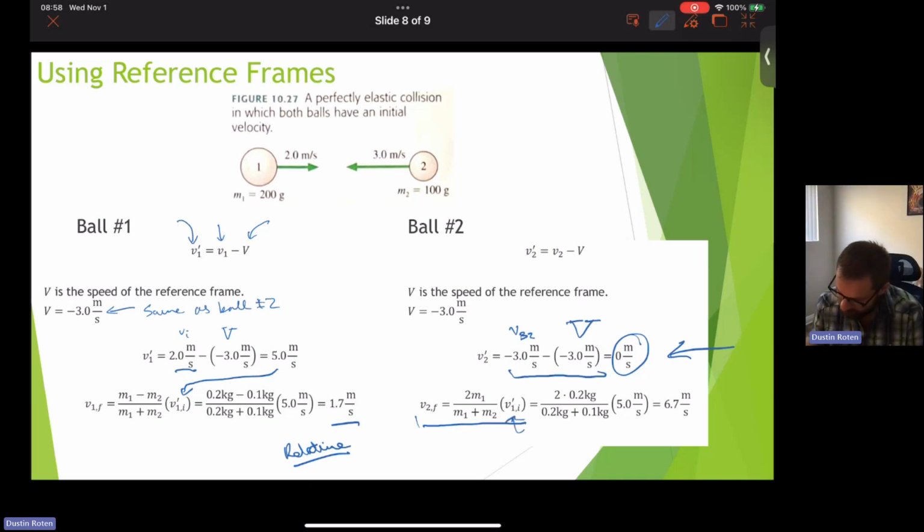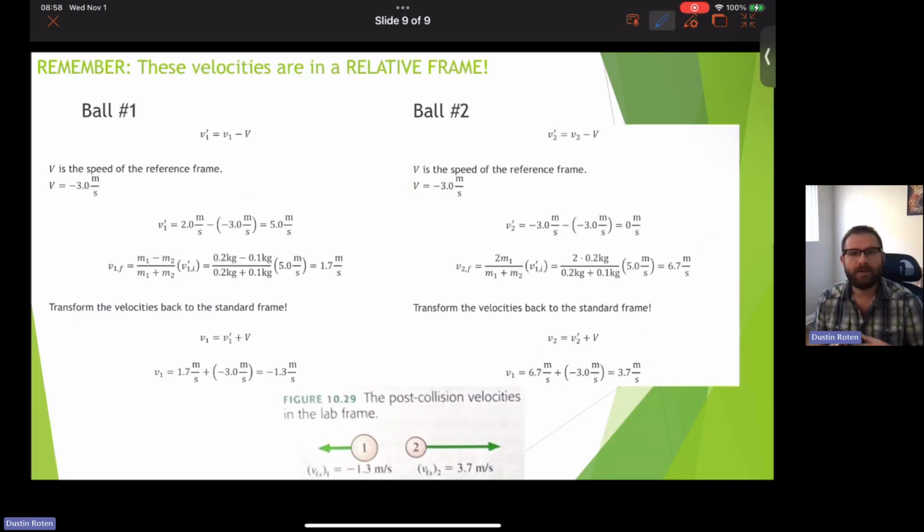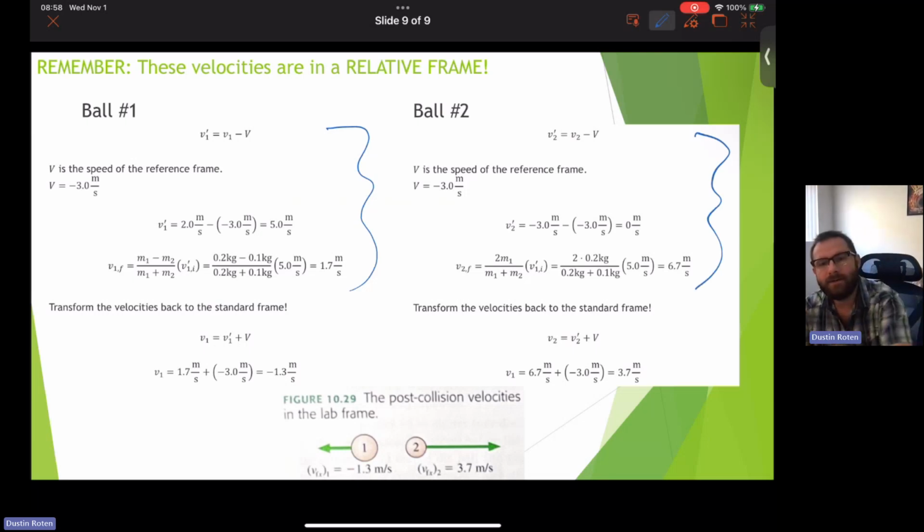Okay, so let's go to the second equation and calculate the final velocity for ball 2. So I'm plugging in this relative velocity, it's 5 meters per second, and then I get a velocity of 6.7 meters per second in the relative frame, okay? That's important to remember. So these two velocities we just solved for, I've brought the mathematics along with us here. Same math, nothing new, don't worry about that. These two final velocities are still in a relative frame. We need to transform this back into our lab frame, okay?